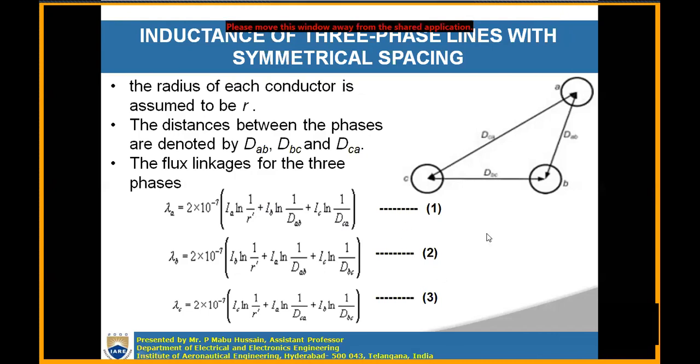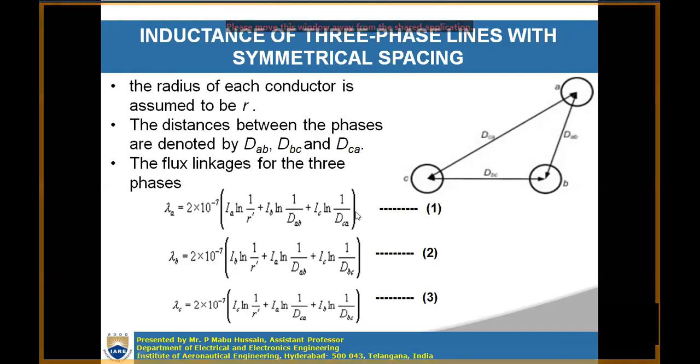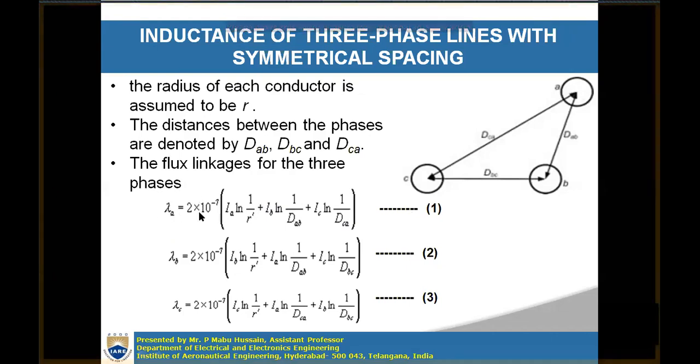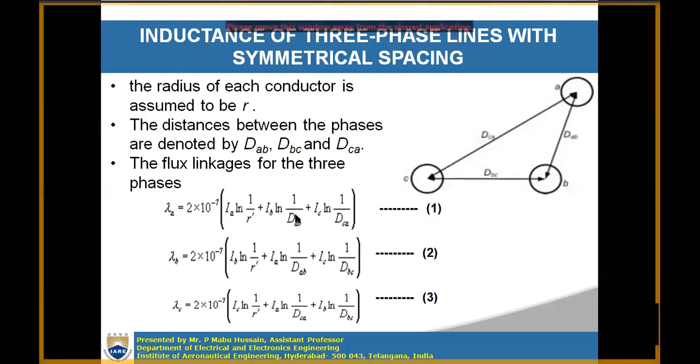After getting it, you can directly write the inductance expression. Inductance is equal to lambda A by IA. Since you are taking IA as common, that IA is brought to the denominator, lambda A by IA. Then the final expression is 2 into 10 power minus 7 [ln 1 by r dash plus a square into ln 1 by dab plus a into ln 1 by dca].